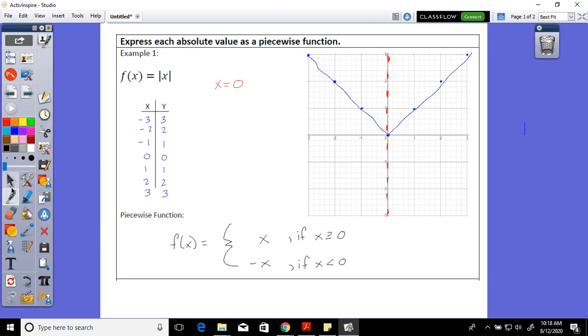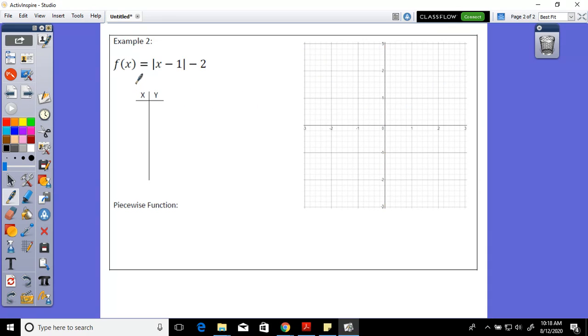Okay, let's look at the next one. We have the function f of x is equal to the absolute value of x minus 1, minus 2. I'm going to pause the video and give you an opportunity to graph this one as well. Okay, welcome back.